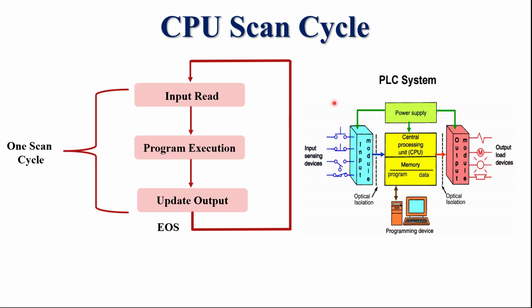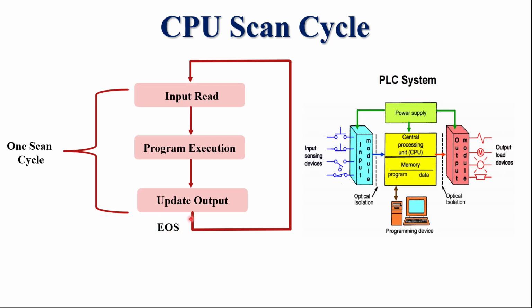CPU scan cycle means the CPU performs three functions: input read, program execution and update output. When we start the PLC, the CPU starts the input read operation. It reads input from the input module. Then the next operation performed by the CPU is program execution. The program is a collection of instructions. The CPU takes one instruction at a time, executes that instruction using the input, and updates the output. When the output gets updated, the scan ends. This is called end of scan.